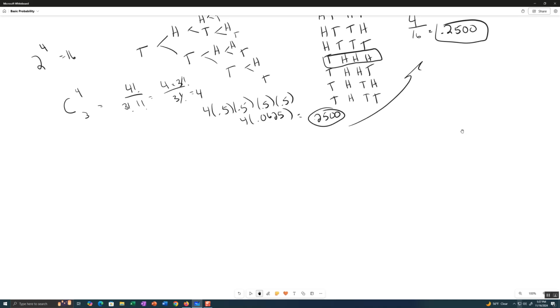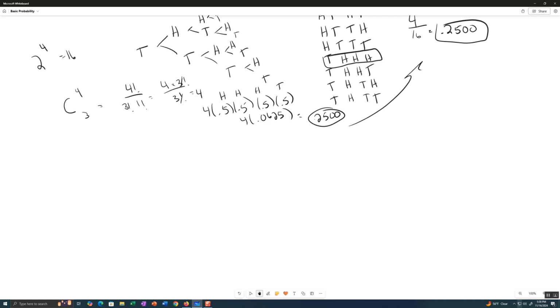That's the combination way. So basically you take the number of combinations and then you put what's the probability of getting 3 heads and 1 tails. So this would be head, head, head, tails. What that's saying is there's 4 ways to get 3 heads and 1 tails. And the probability of getting 3 heads and 1 tails is 0.5, 0.5, 0.5, 0.5. Right? So one way is 0.0625 times 4 gives you 0.25.